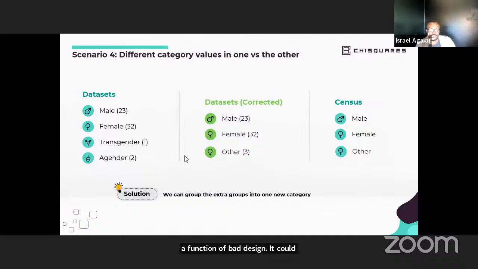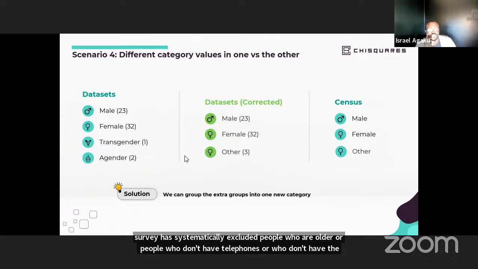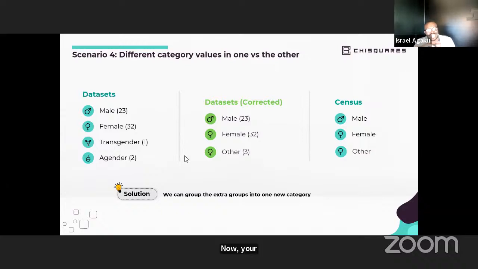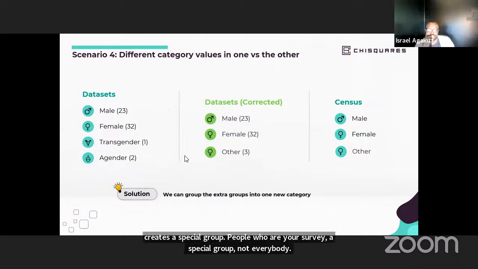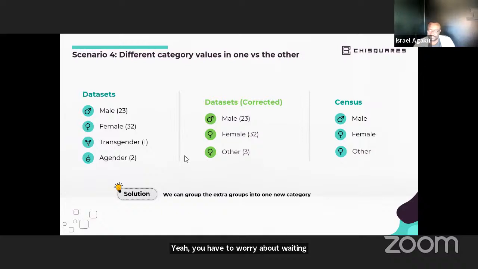It could just be the mode of administration. Let's say you did it on the internet, not everybody has access to the internet, right? The people who have access to the internet may be people who are rich or people who are young. That means that your survey has systematically excluded people who are older or people who don't have telephones or who don't have the internet. Now, your sample no longer looks like the parent population because it's selective. It's just a special group of people who are in your survey. So whenever you have any scenario that creates a special group, not everybody, then you have to worry about weighting. I hope that makes sense.